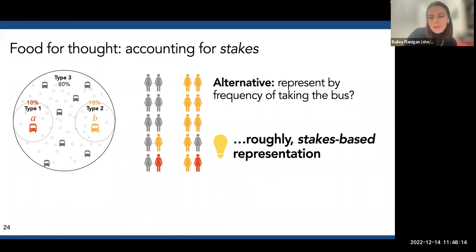And roughly what I'm gonna call this is stakes-based representation, where you're somehow trying to represent people in proportion to their actual stakes in the decision. You can think about this as arising naturally from certain models, like if people decide to participate in proportion to their stakes, then you would end up with exactly stakes-based representation. But you can also think about inducing it through different democratic mechanisms.